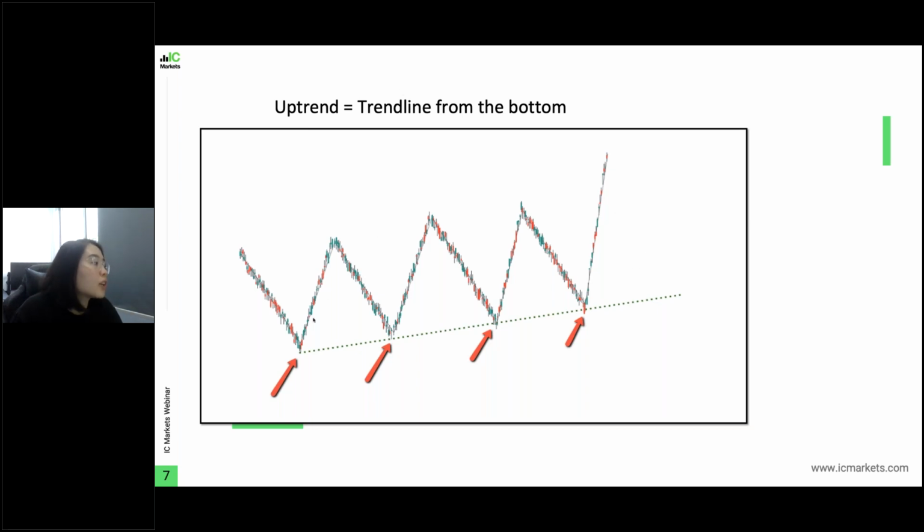Minimally for a trend line, we want to see at least 3 touches. Please take note, 3 touches.